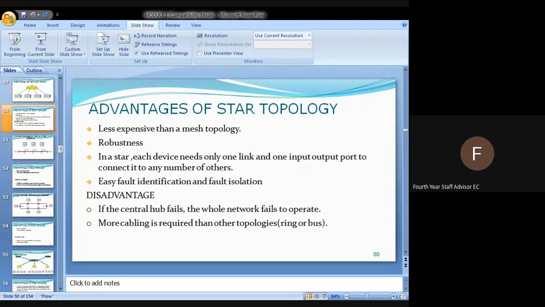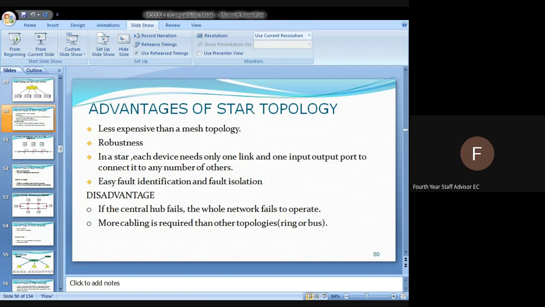But what about the mesh? You require so many IO ports as well as so many links. But when you are comparing the star topology, each device needs only a single link and a single IO port to connect it to any number of others.